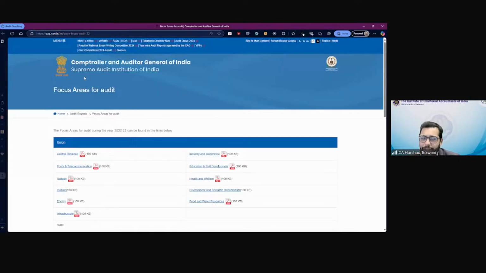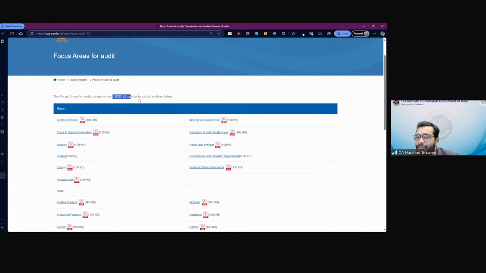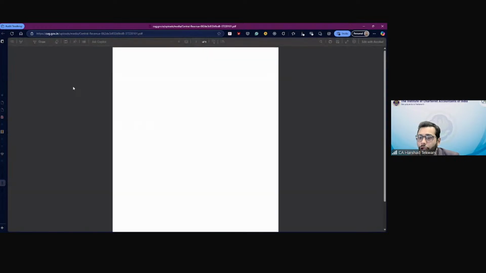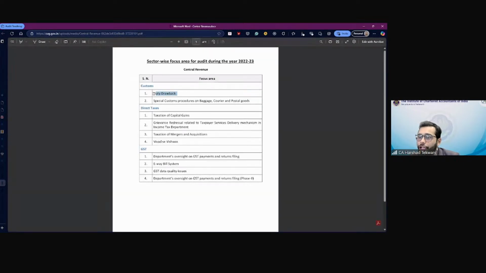So I'm on the website of C&AG. It is publicly available data. For each and every year, C&AG issues focus areas. Whosoever is performing these audits, the person appointed by C&AG, they have to focus on these areas. For example, if I go to revenue, this is the focus area: duty drawback in customs and direct tax, taxation of capital gain, taxation of mergers and acquisitions, department oversight of GST, whatever it is. These are the focus areas.